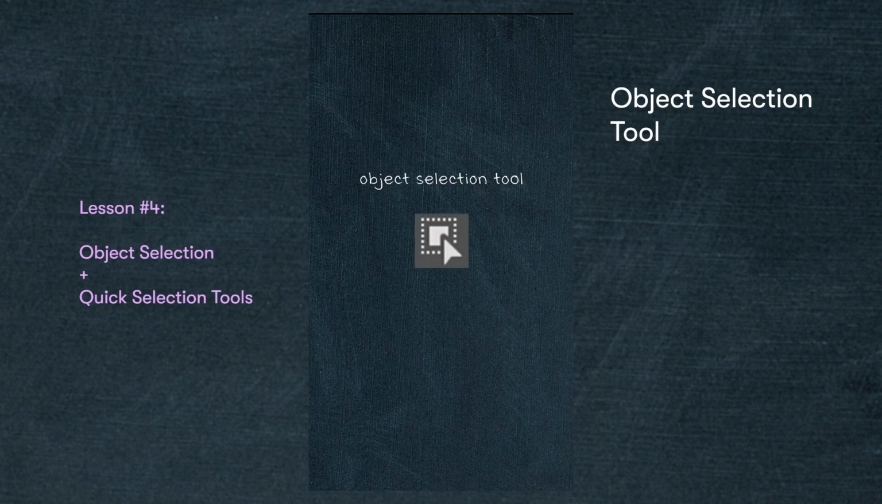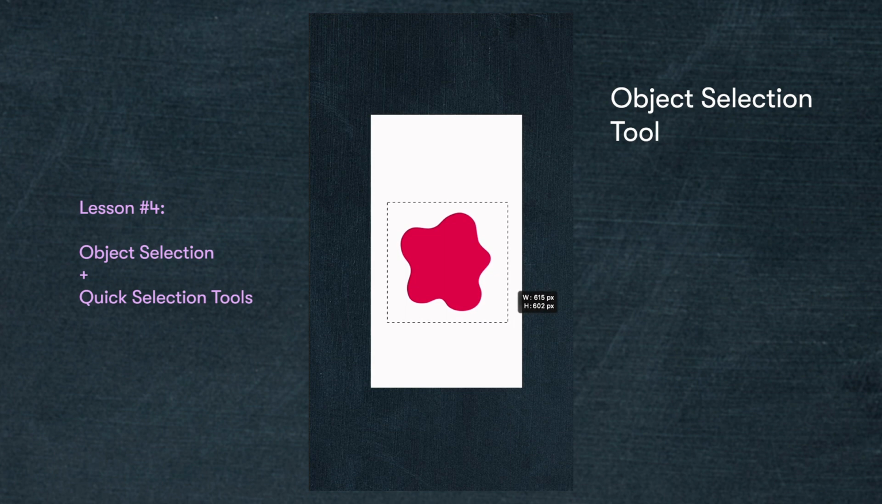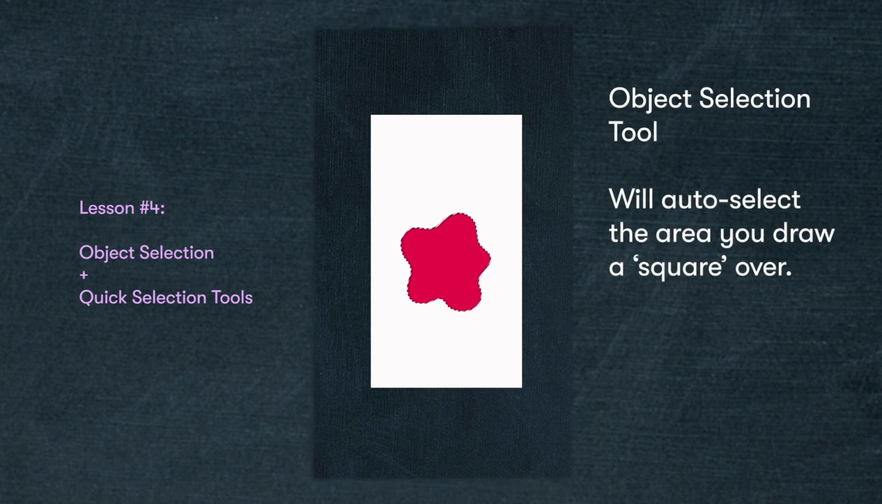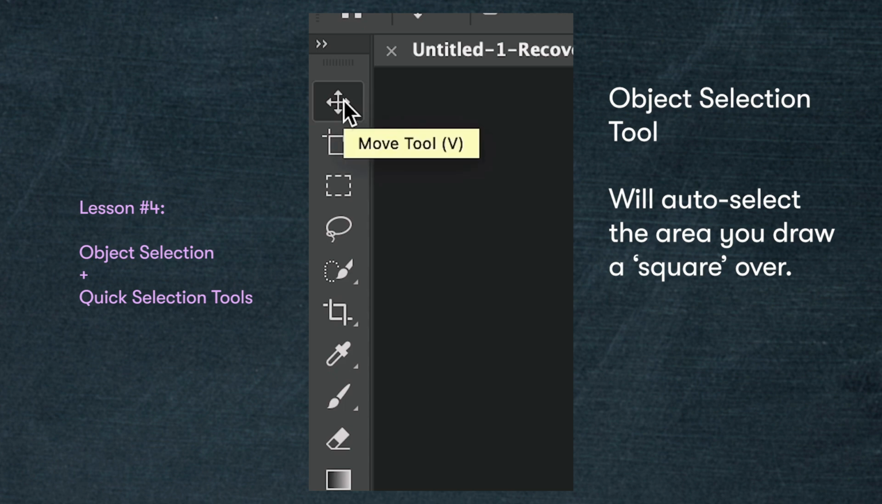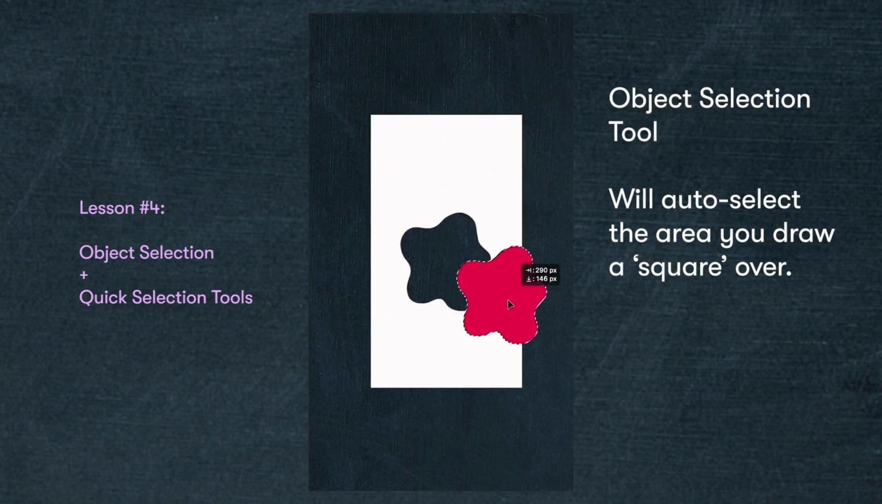The first one is called the Object Selection tool. This is what the icon looks like in the toolbar. I'm going to click on the icon and then draw a square around the area that I want to select. When I release my selection, Photoshop will automatically make a smart selection around the object. Then I can move my selection around, or if I select the Move tool, I can move the actual object, which gets cut from whatever layer I'm on.